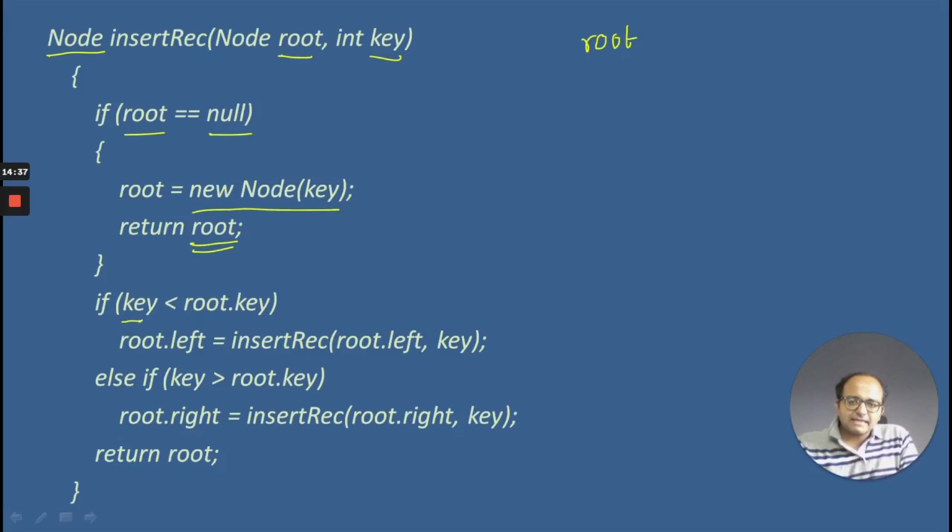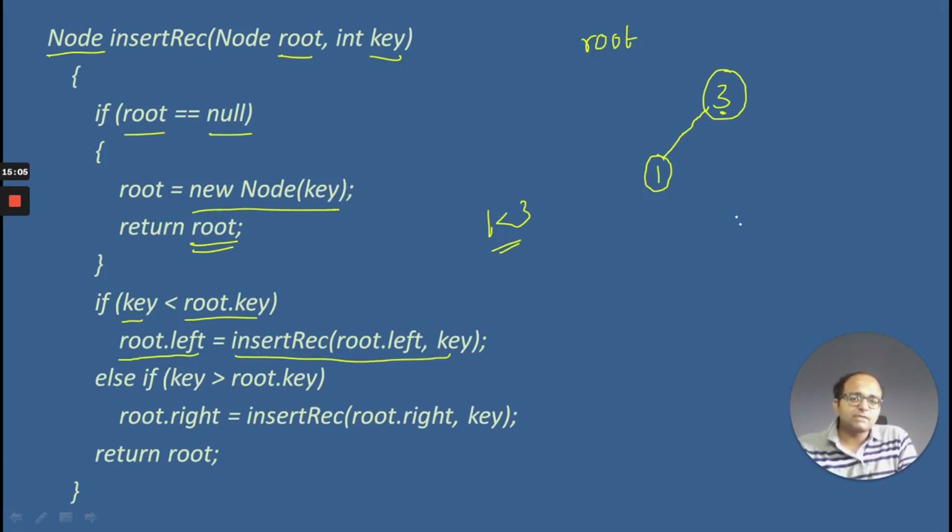Suppose the key value is less than root.key. For example, you have created a root node like this. Now you want to insert a new node which is 1. Key value is 1. 1 is less than the root.key value, which is 3. The condition becomes true, so it must be inserted as the left child of this root node. So this will become like this.